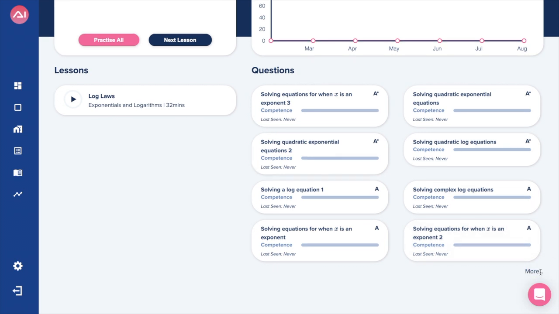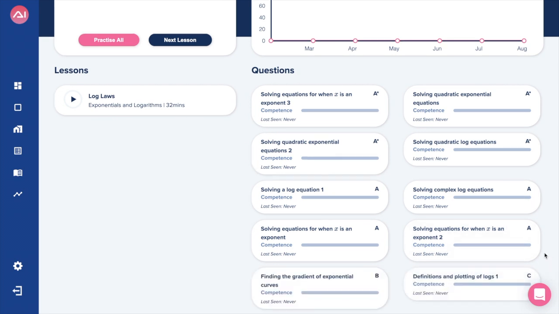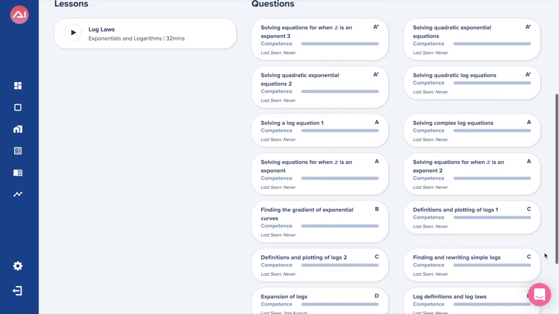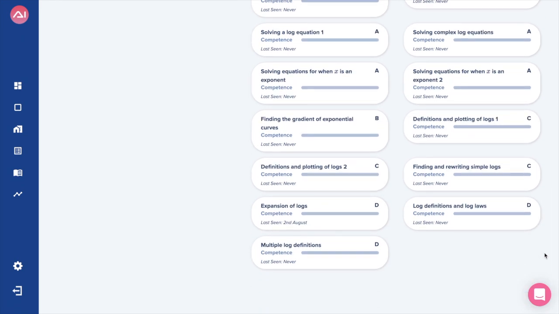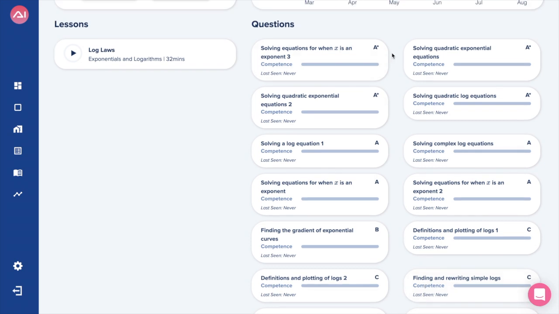So if you click more down here, you'll see that it brings up a load of questions. What's great about this site is it doesn't just give you a load of random questions to work through. Every type of question that you could see in an exam for a particular topic is shown right here. It even shows you the level of difficulty for each question. So if we wanted to, we could start right at the bottom looking at these D grade questions. So this first one is multiple log definitions. And then we can work our way right up to the A star questions.